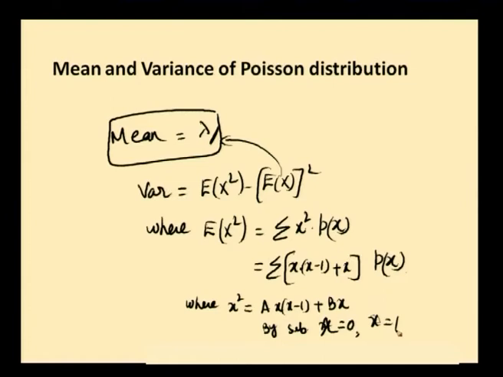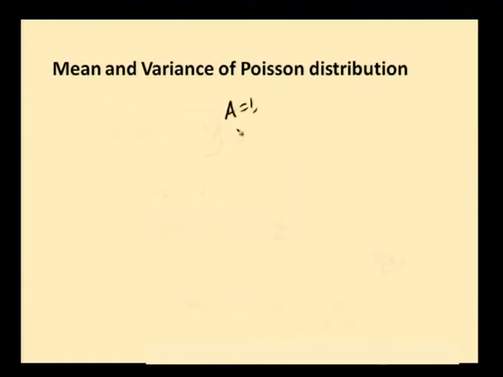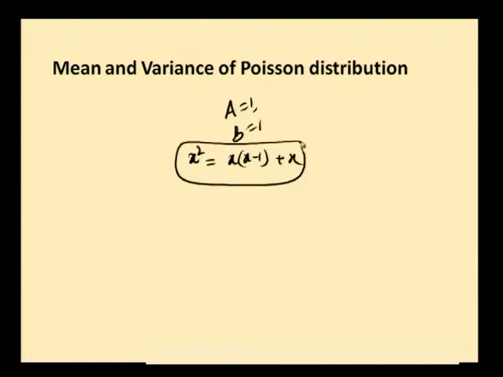When you substitute x is equal to 0 and x is equal to 1, we get a is equal to 1 and b is equal to 1. So x square is written as x into x minus 1 plus x. This is what is called factorial format.